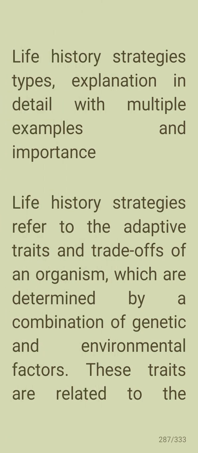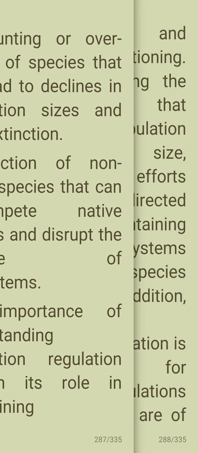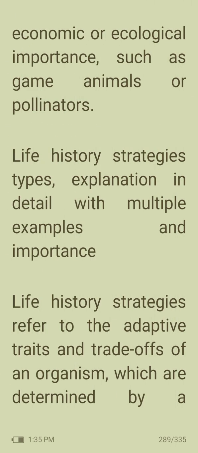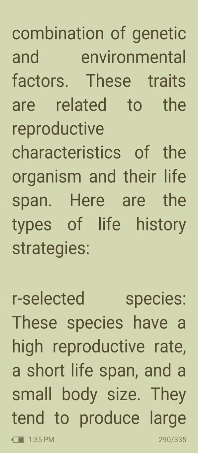Next, life history strategies types explanation in detail. Life history strategies refers to the adaptive traits and trade-offs of an organism which are determined by a combination of genetic and environmental factors. These traits are related to the reproductive characteristics of the organism and their lifespan. Here are the types of life history strategies.